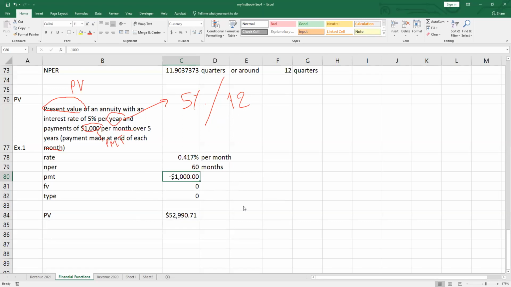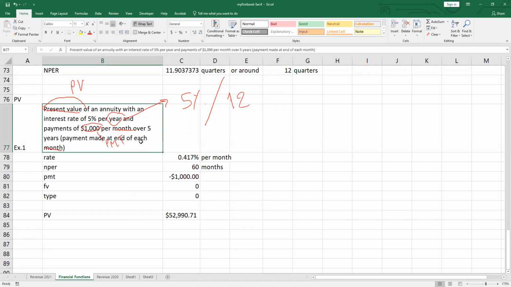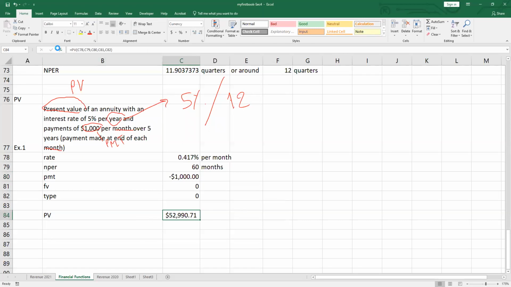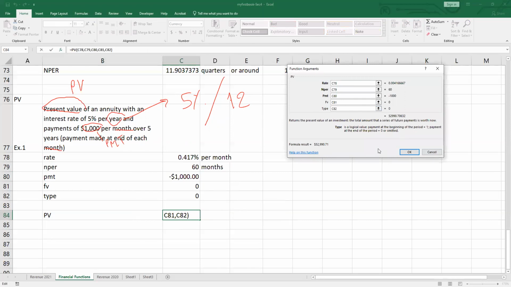Before I move on to the next function, up to this point do you have any questions? Type, okay. You asked me about the type. When you pay at the end of the month, type is zero. Have a look on my screen. Type is a logical value. Payment at the beginning of the period is one. Payment at the end of the period is zero. So in this one, we pay at the end of each month. That's why this type must be zero. Any other questions?